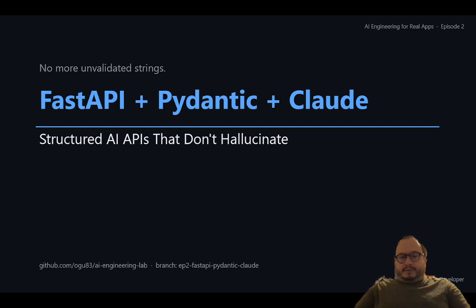Hello everyone, welcome. In episode 1, we built a LangGraph multi-agent pipeline that produced a structured report. Each node returned a Pydantic model, one piece of data at a time. Nothing escaped as a raw string. In this episode, we are wrapping that kind of thinking in a production API.